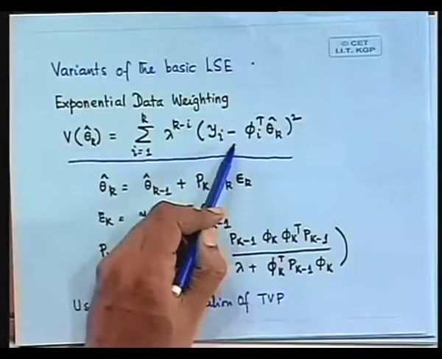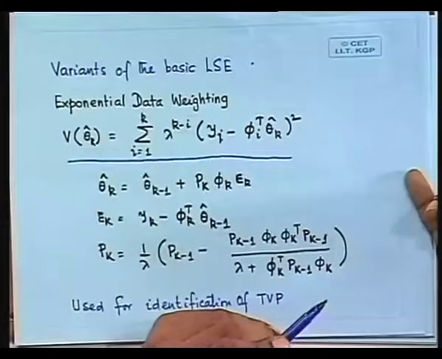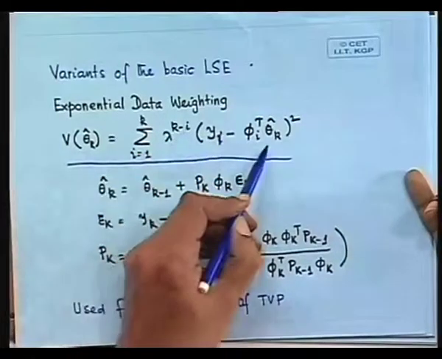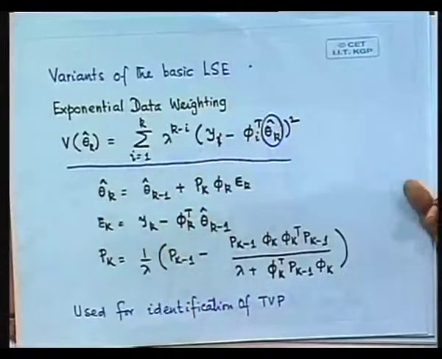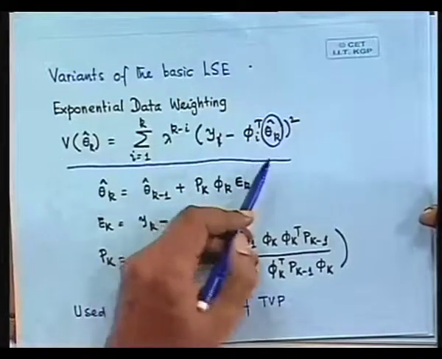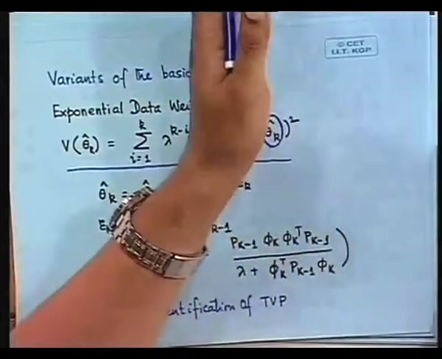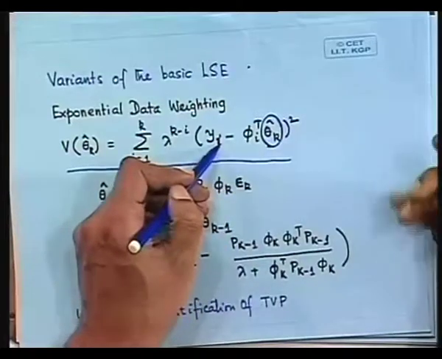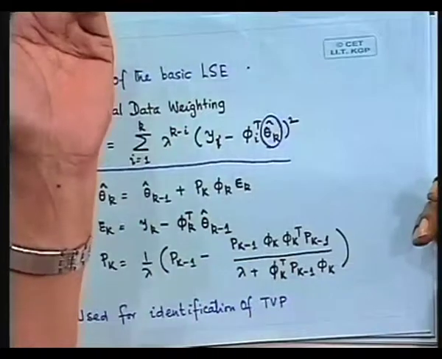See what I am doing. This is the sum of yk minus yi, for i equal to 1 to k. So what I am doing is that this is the parameter that I have got at the kth instant, suppose. So I have data from 1 to k. Now using that, I am trying to predict what is yi. So I am trying to predict y1, y2, as well as yk minus 1, and so on.